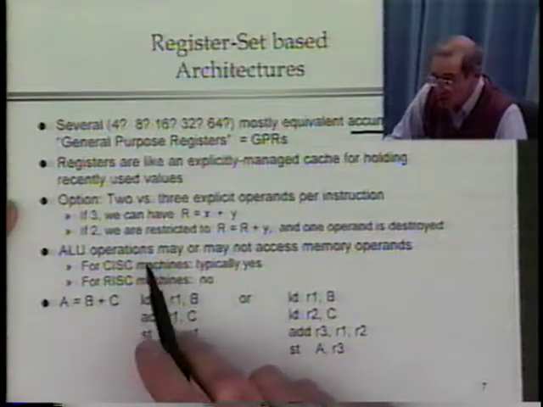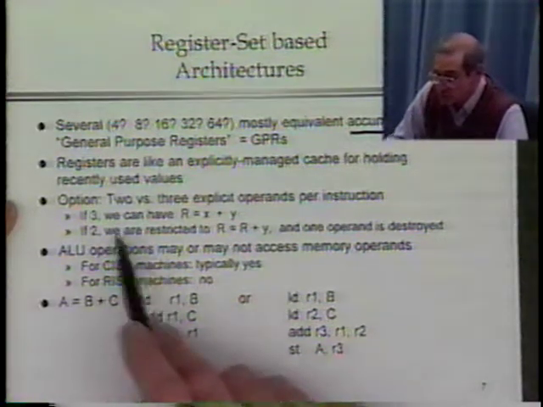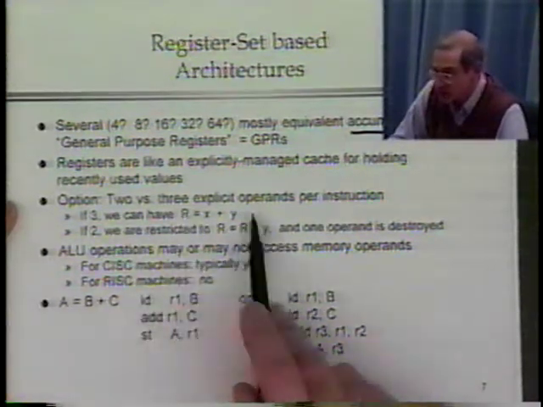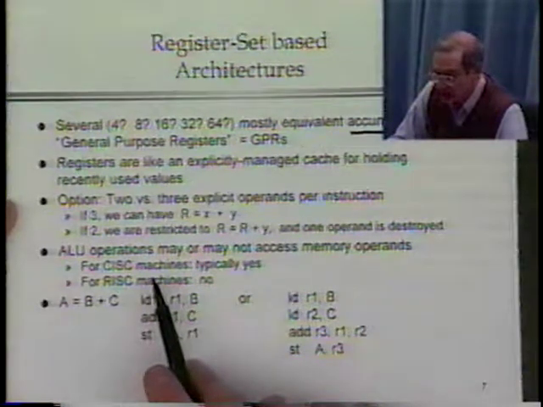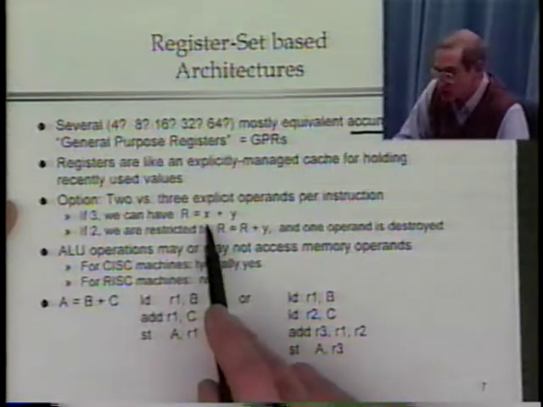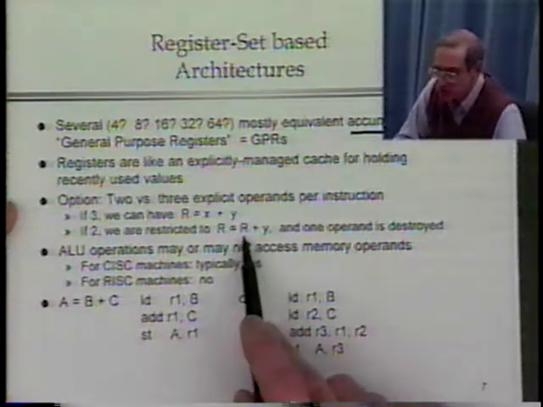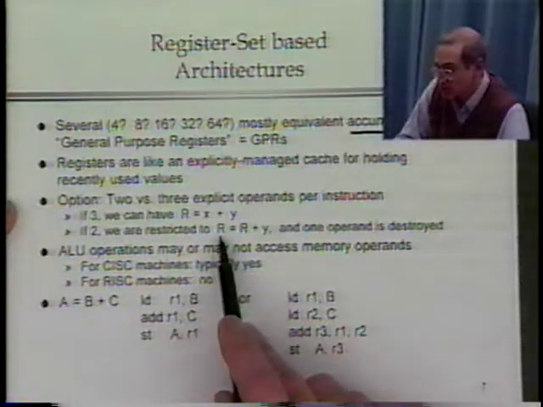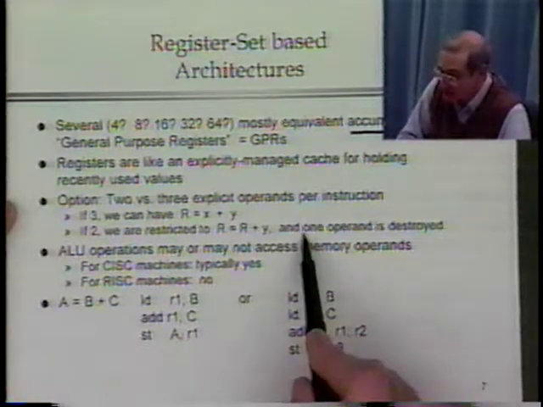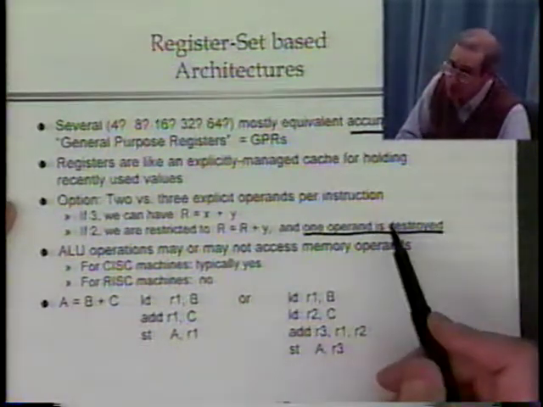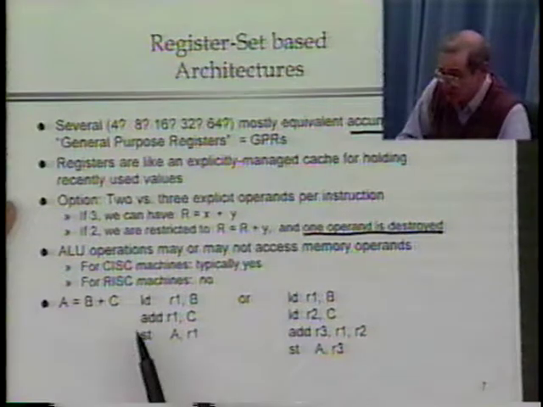Given the register architecture, there are a couple of options we can choose. One is we can choose to have 2 or 3 explicit operands per instruction. As we saw before, in the memory-to-memory architecture, you can add 2 things and put it in a third location, or you can add 2 things to something that's already there and replace that something that's already there, which has the effect of destroying an operand, but the instruction is shorter because you're only specifying 2 things instead of 3 things.